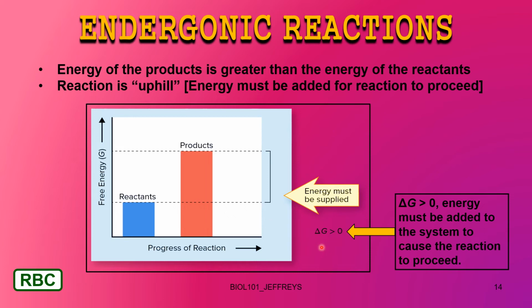The delta G, or the change in Gibbs free energy, is greater than 0. Delta G greater than 0 means that energy must be added to the system to cause the reaction to proceed. We must put energy into the system. That's the ender part of endergonic. Okay, it's an uphill reaction.